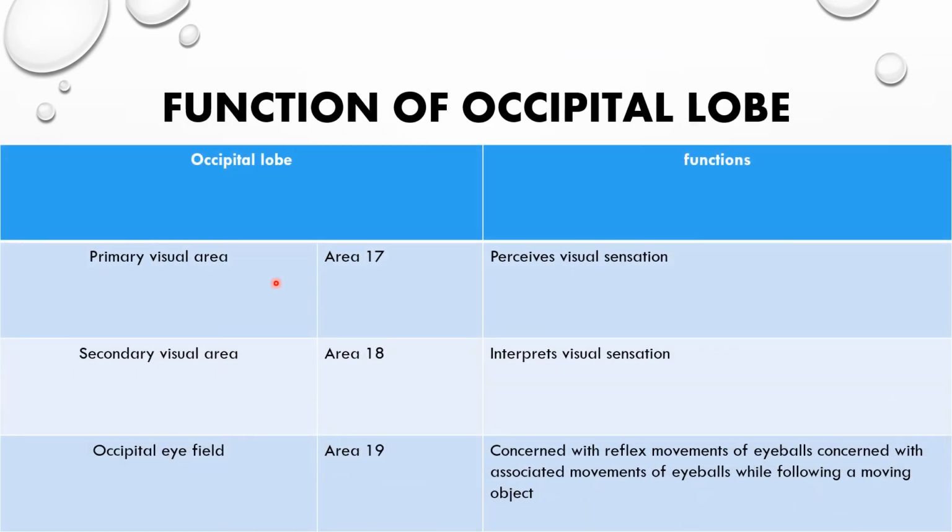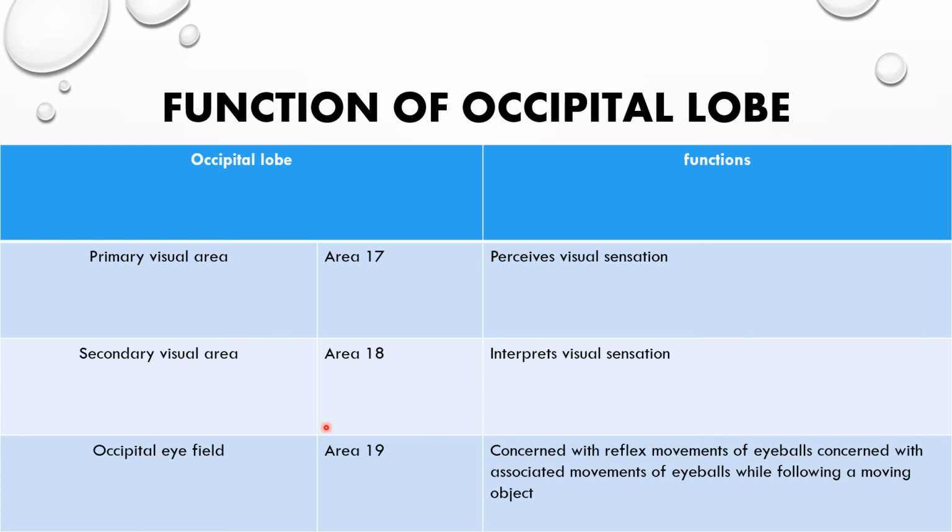The main function of the occipital lobe is perceiving the visual sensation through area number 17, which is the primary visual area. When we see, the first perception of the vision goes to area number 17, and in area number 18 we interpret the visual sensation with our past experiences. The secondary visual area interprets what the visual sensation is. This is done by area number 18.